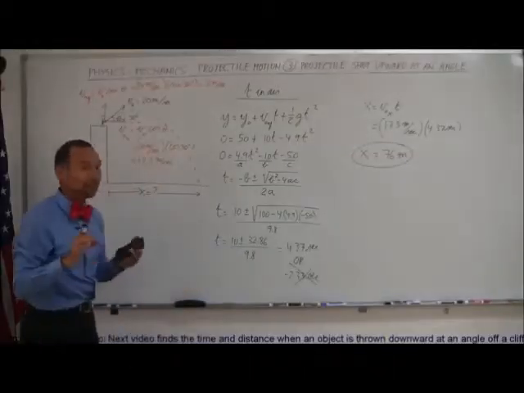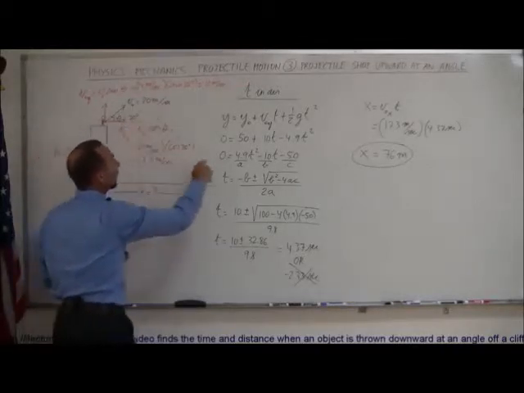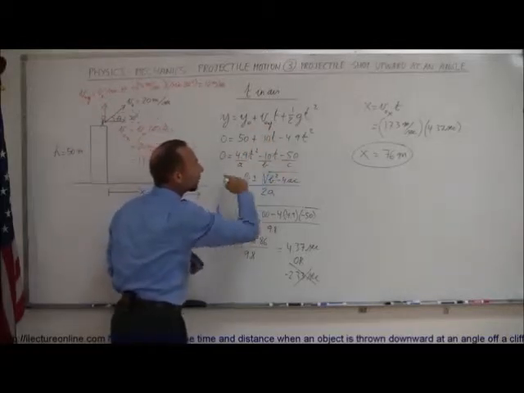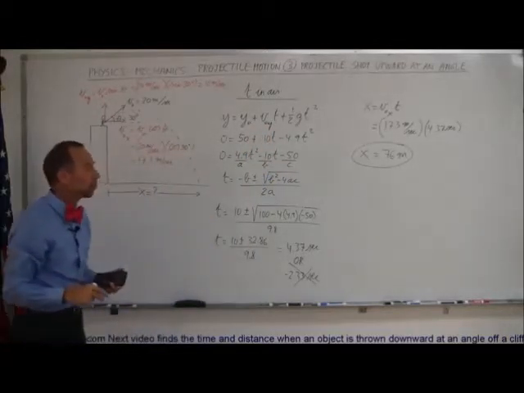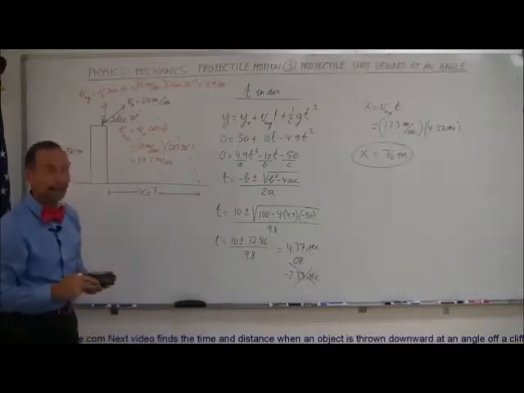So the only difference between this problem and the previous problem, where the object was shot horizontally, is that we now also have some initial velocity in the y direction, so we get a little bit more complicated quadratic equation to solve before we find time in the air. And that's how you do this problem.